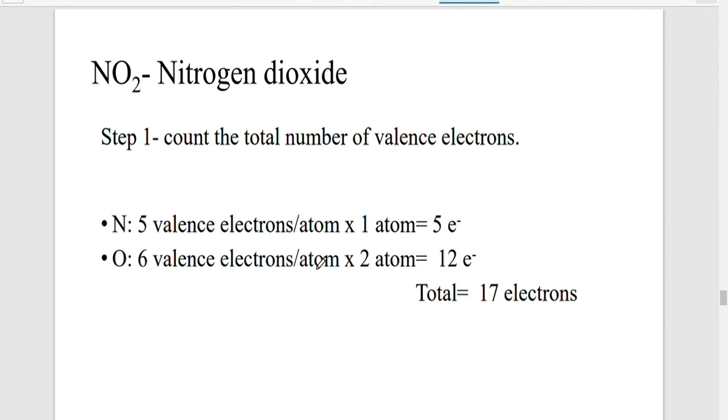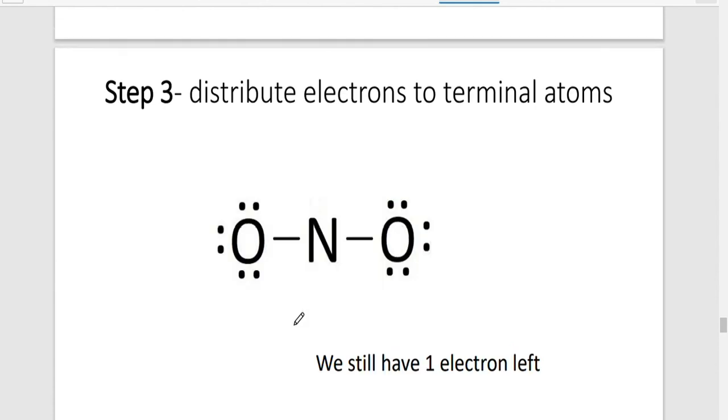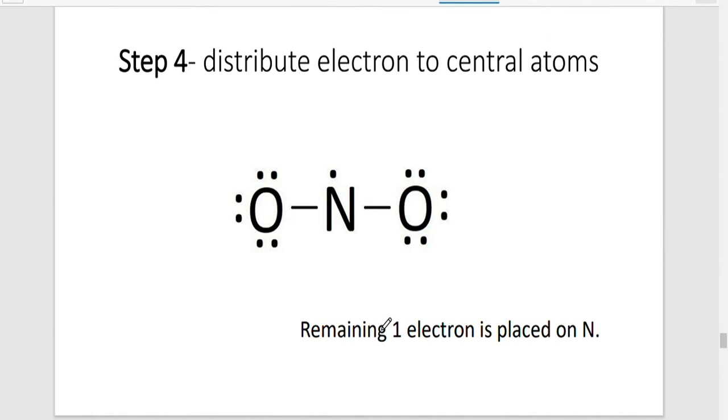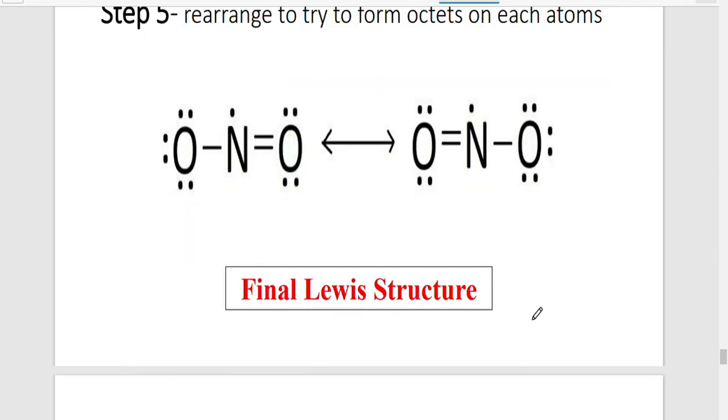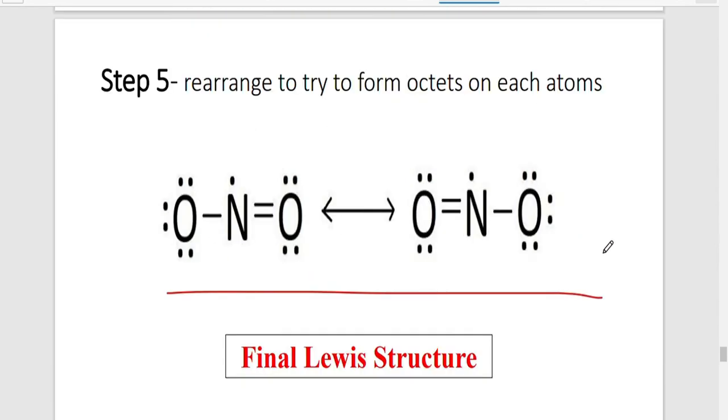For nitrogen dioxide, we have a total of 17 valence electrons. Step 2, we have something that looks like this. Step 3, we need to distribute the electrons to terminal atoms, and so we place the rest on our central atom, which is N here. In step 5, we try to rearrange those electrons to form octets, but this is the result. As we can see, we did not form octets, but rather this form. This symbol means that they are in resonance, meaning that this form is equal to this form. This is our final structure, and nitrogen has an electron that is left unpaired here.